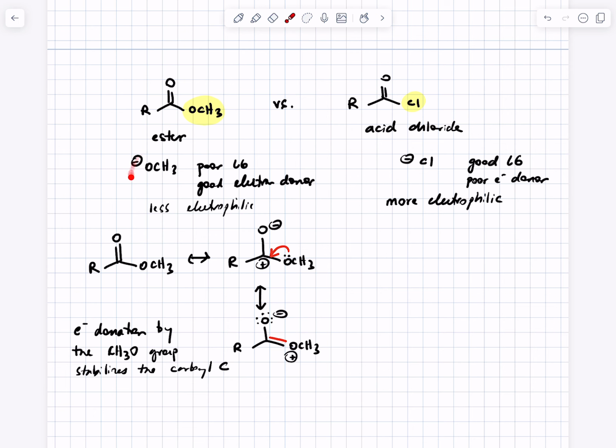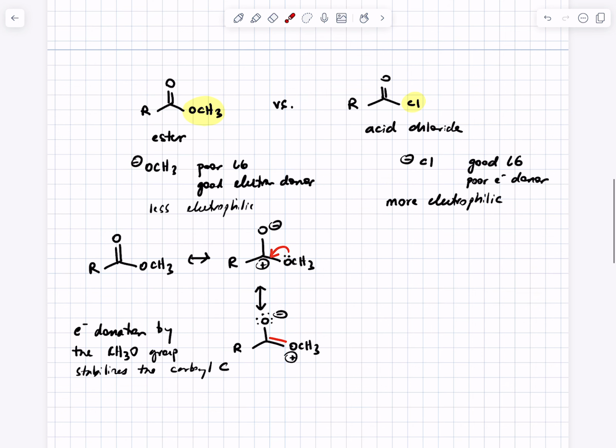In contrast, methoxy is a much worse leaving group. Its conjugate acid is an alcohol, which is not very acidic at all, pKa of 16. It has decently high energy electrons, which means it's a good electron donor. Do you see how those are two sides of the same coin? That concept's really, really useful. If you can get it, it'll come in handy a lot of times. So what does this have to do with the electrophilicity of the ester versus the acid chloride?